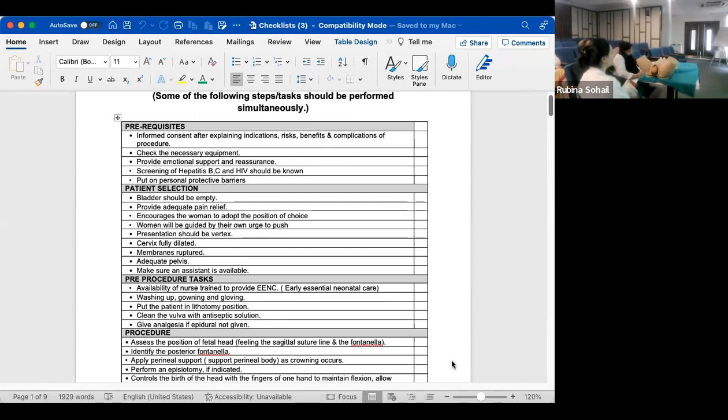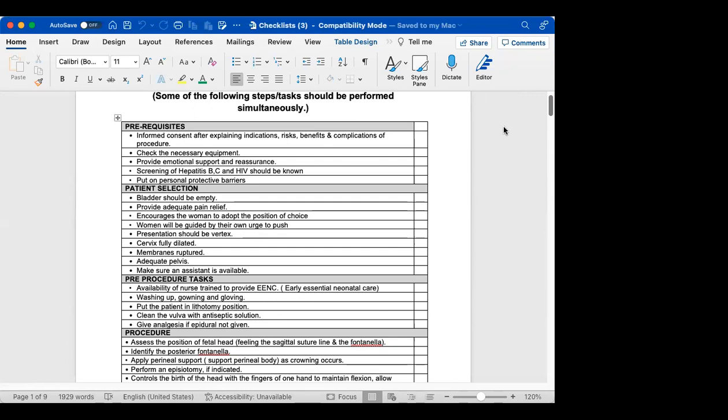Yes, they are available in the book. Ye hai book ki checklist, beta. Saba, this is the book's checklist.